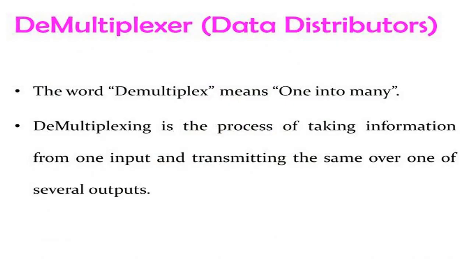So now we are going to see the demultiplexer, which is termed a data distributor. The word demultiplexer means one into many. So a single input is divided into many outputs. Demultiplexer is the process of taking information from one input and transmitting the same over one of several outputs. So the input will decide which output will be selected from the several outputs.